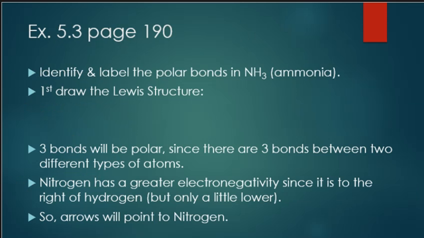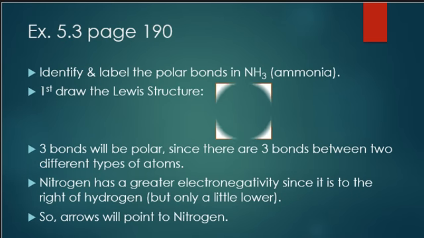Here we go. This is on 5.3, page 190. Identify and label the polar bonds in NH3, which is ammonia. First, you're going to draw the Lewis structure. So we have our NH3. What's going to be in the middle? That's easy. N, right? Hydrogen's never in the middle. It's going to have the 3 H's around it.